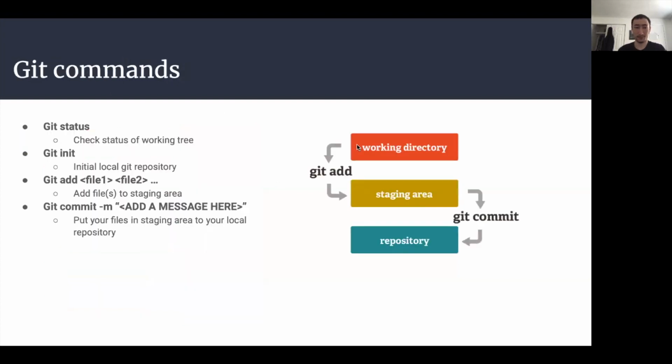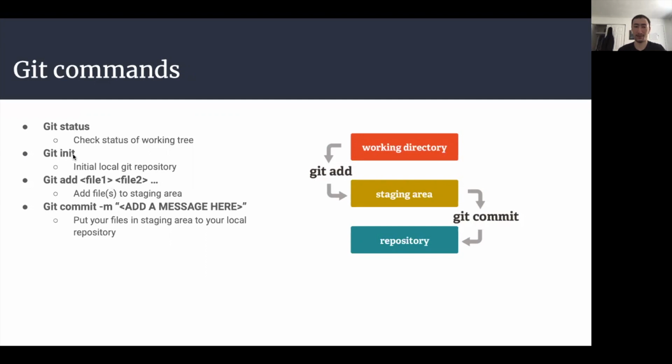These are the most commonly used commands in Git. The first one is git status, which allows you to check the status of your working tree. It lets you see the differences between your working directory and the staging area, so you know which files are ready to be committed and which files you're not committing.